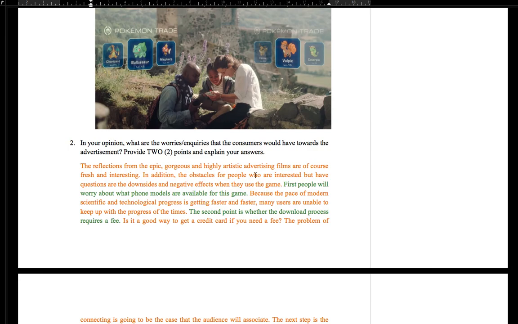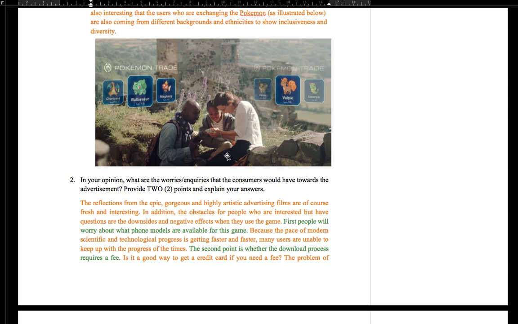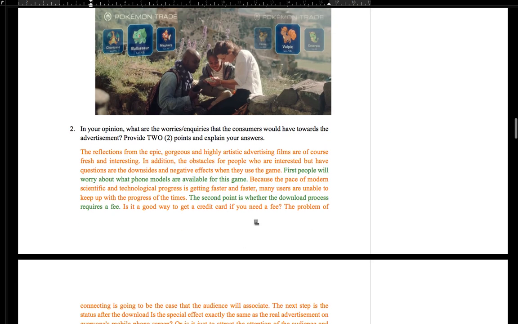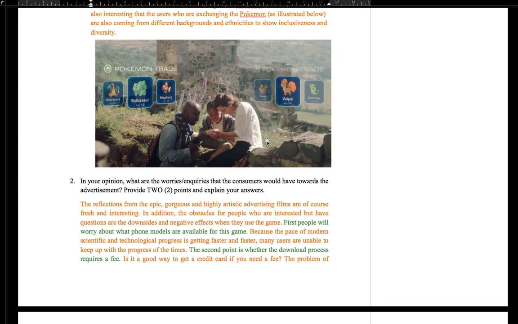From this advertisement, the first question that I ask is: is it compatible with my phone? What type of smartphone models should I use to download this game? That is my first question. The second question is: does this game require a fee? Do I have to pay to play this game? Those are the two things that I ask as a consumer when I'm looking at this very wonderful, very bombastic, well done advertisement. It's so good that I think we should pay for it. So those are the questions that I might ask myself.